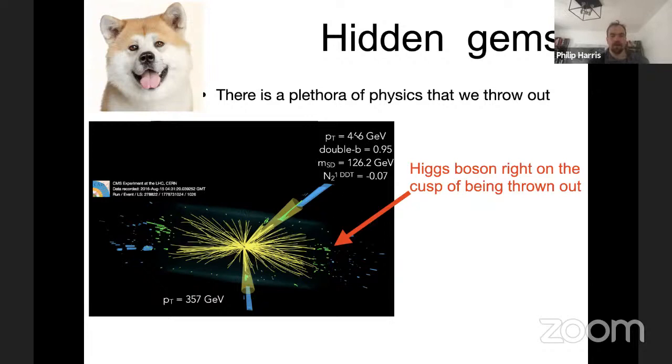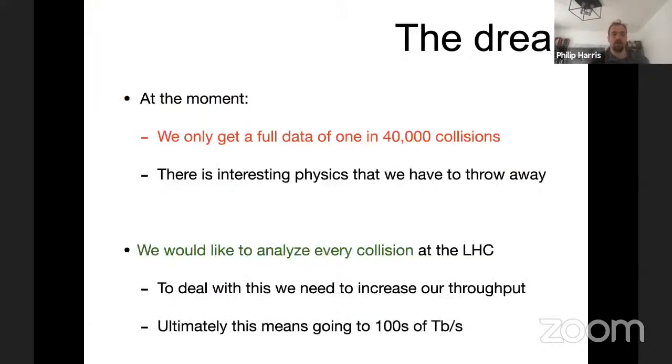And I can tell you, if we can lower this threshold, even from 450 down to 400, you suddenly can double the amount of Higgs bosons you have. And this helps to understand the Higgs boson further, and further our deeper understanding of the standard model. So our dream in the end is to see if we can analyze every collision at the LHC. That's our goal. But at the moment, we can only analyze in full detail one in 40,000.